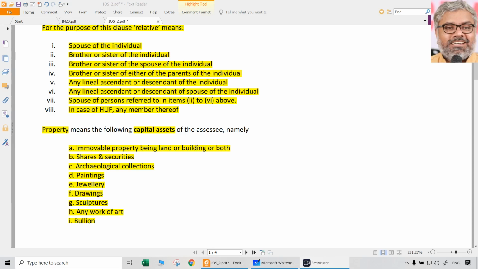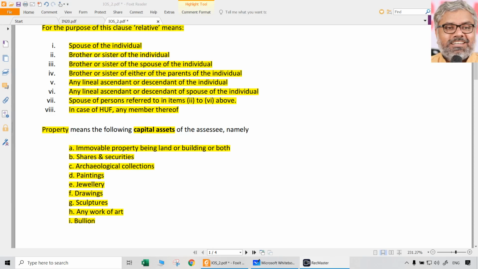So there is no gift provision applicable if the gift received is stock in trade, or for that matter any property or asset which does not fall in these characteristics. Like personal effects are not property, because those are not capital assets. Jewelry is property, yes. Drawings, paintings, sculptures, work of art, bullion, yes. Archaeological collections, yes. Shares, securities, yes. Immovable property, of course, yes. That is the definition of property. Other than this, if any other gifts are given or received, for the giver anyway it is not taxable, and for the receiver also it is not taxable, because it does not fall under the definition of property.